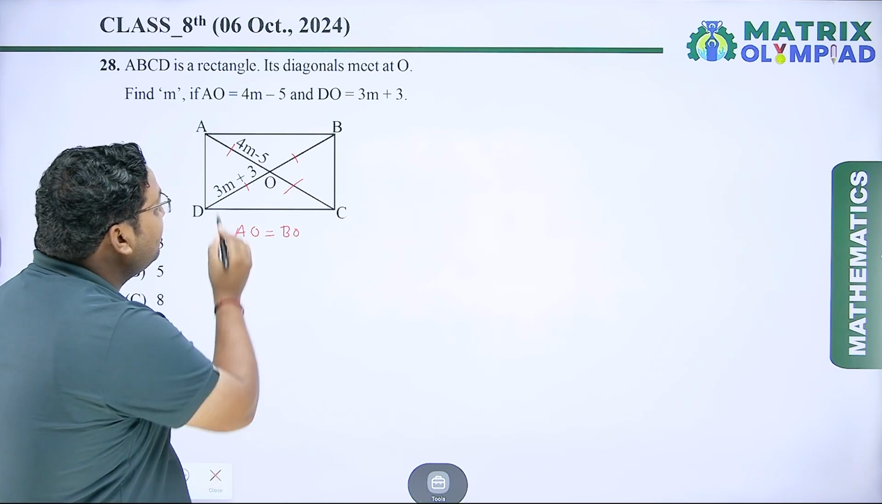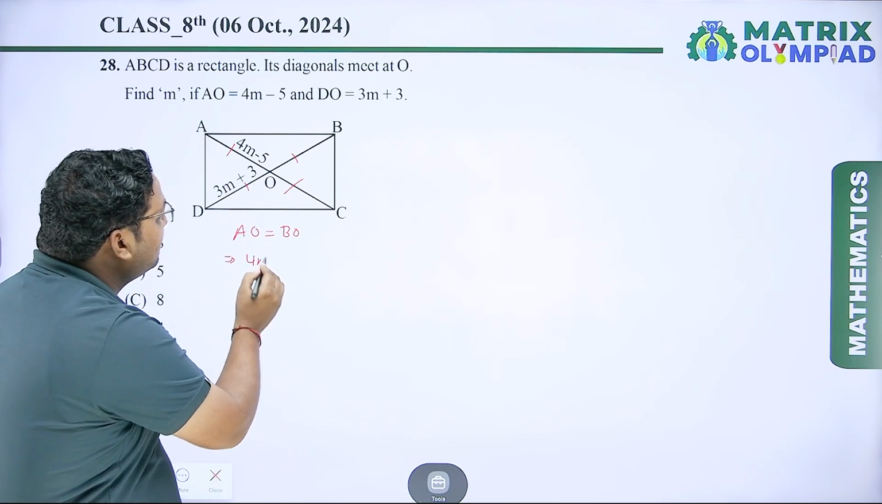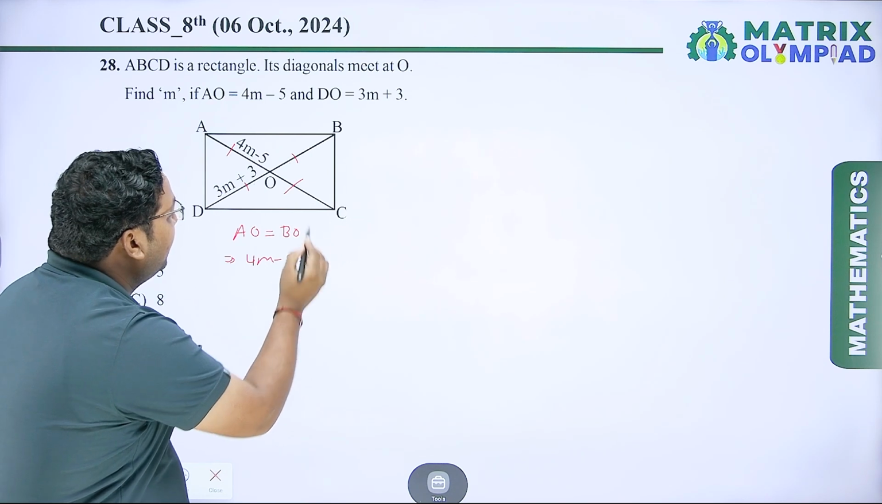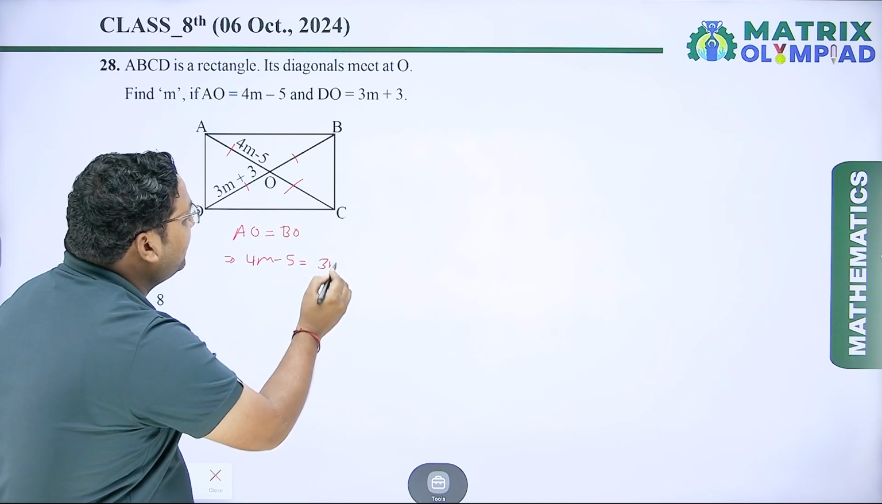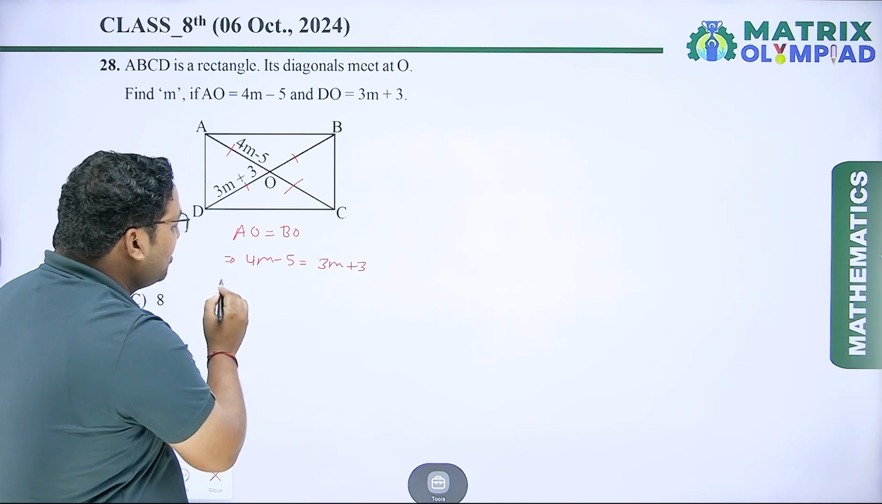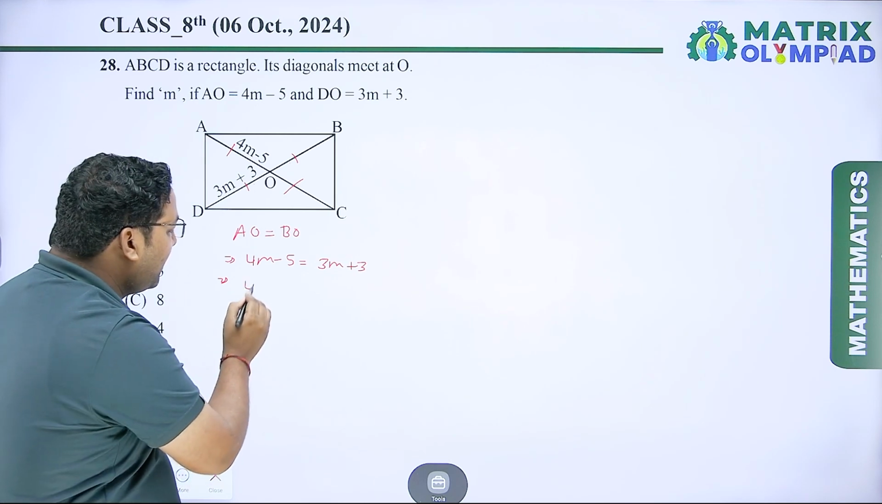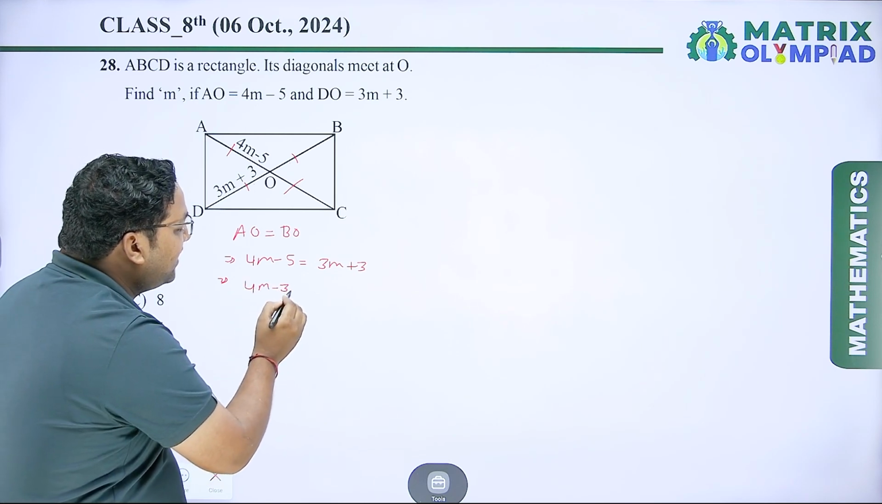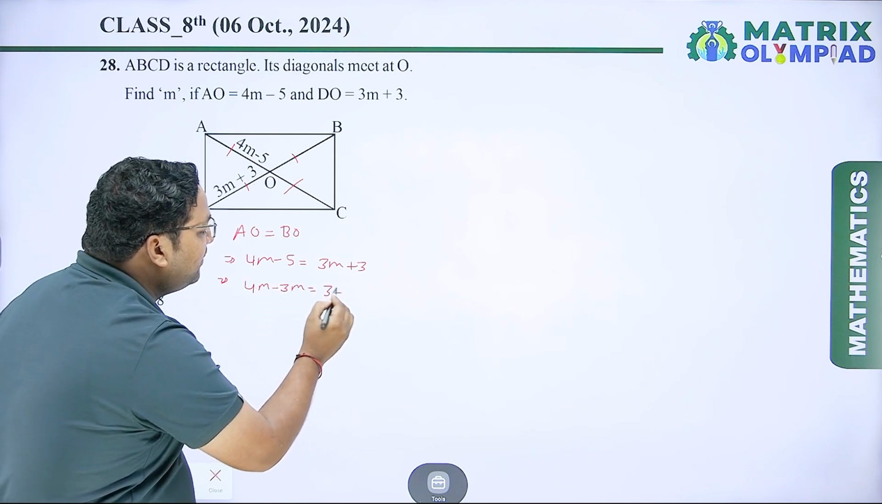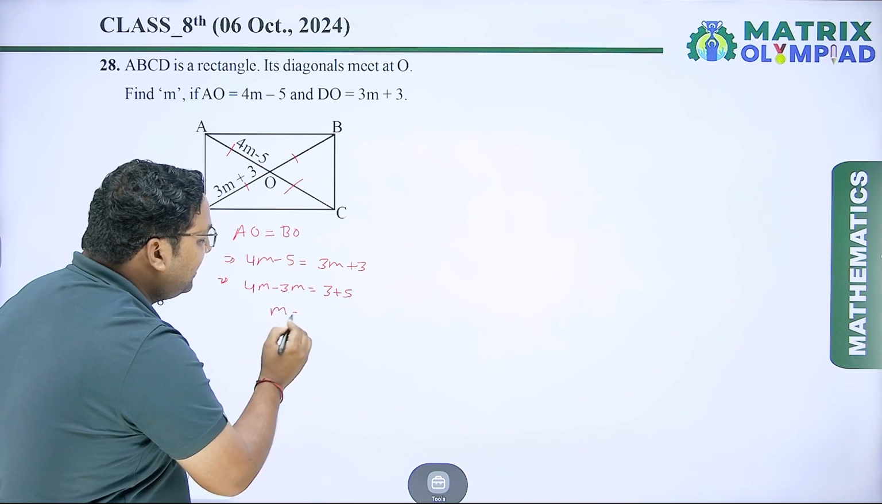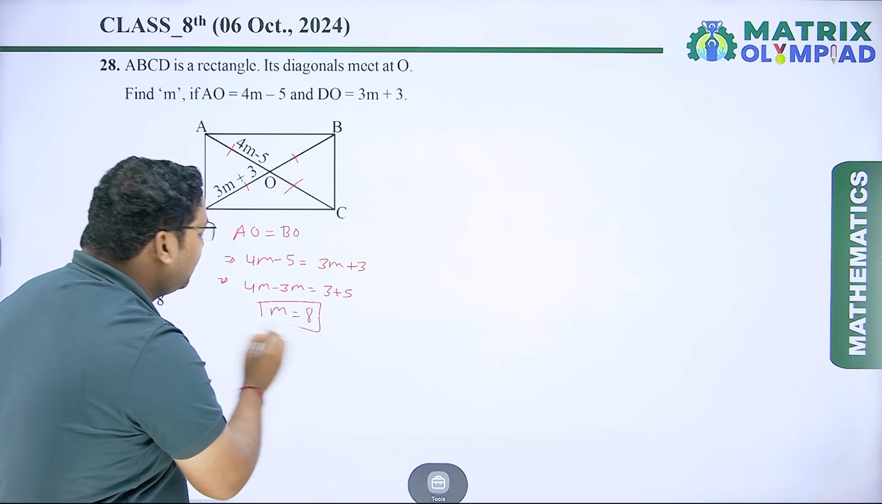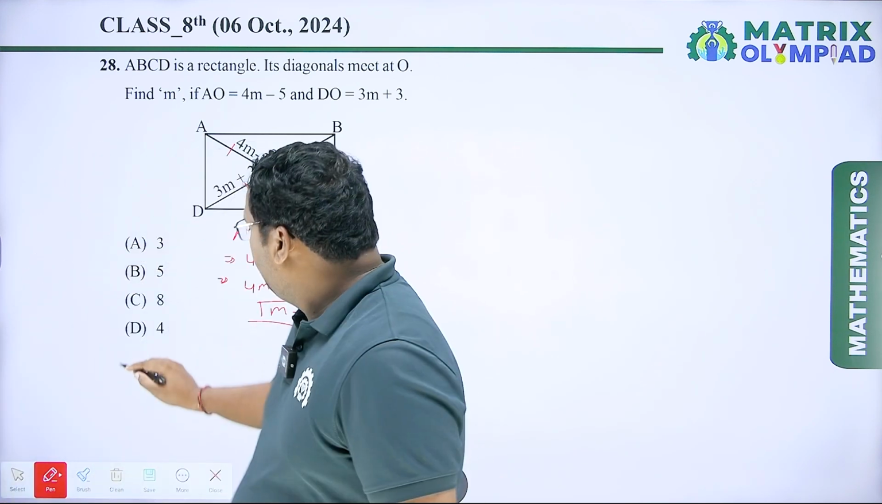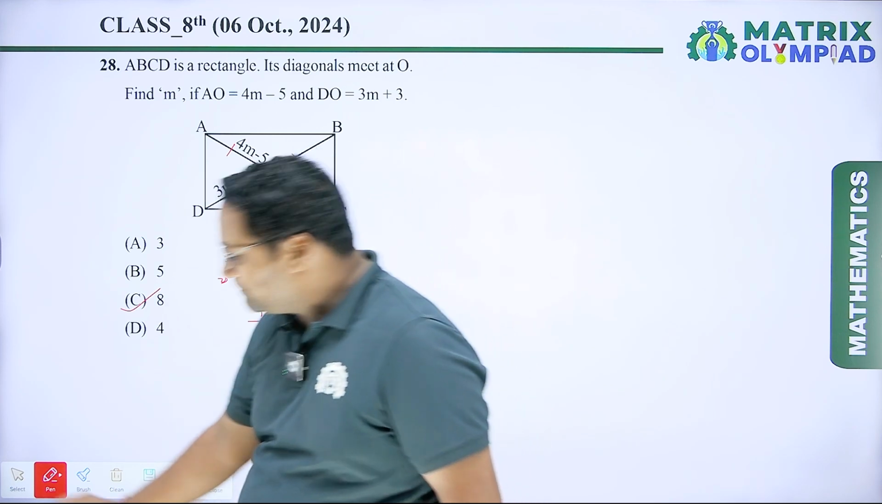So put the value of AO. AO is 4m minus 5 and DO is 3m plus 3. By solving this equation, 4m minus 3m is equal to 3 plus 5. So we will get m equal to 8. So the right option is C option.